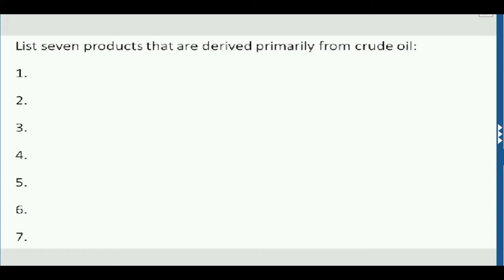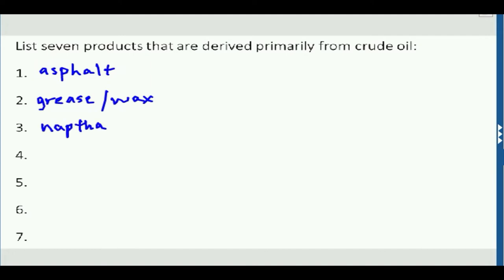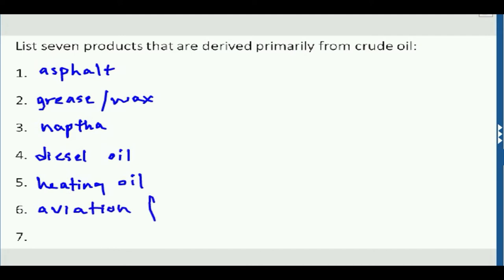Seven products that are derived primarily from crude oil. We have asphalt. That's what makes most roads. Grease. Naphtha. Diesel oil. Heating oil. Aviation fuel.